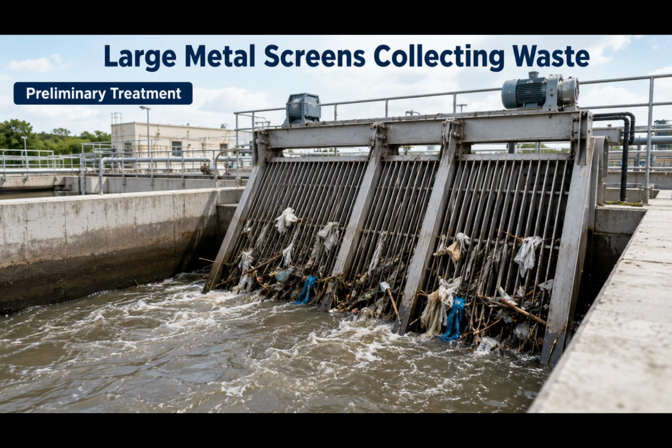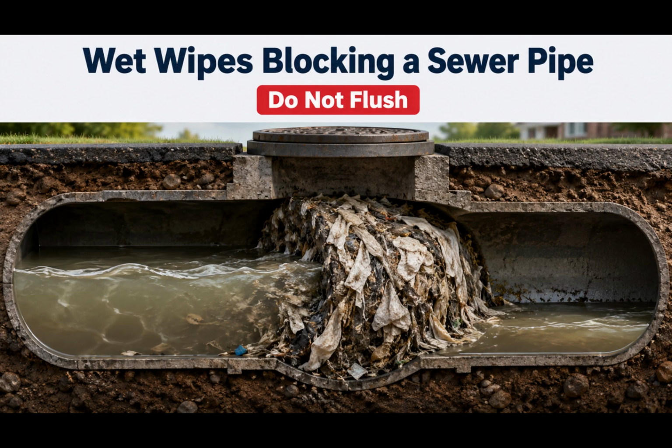When wastewater arrives at the treatment plant, the first stage is called preliminary treatment. During preliminary treatment, wastewater passes through large metal screens. These screens remove objects that should never have entered the sewer, including wet wipes, plastics, pieces of cloth, sanitary products, sticks, and other large debris. Even products labelled as flushable can create serious problems. Many wipes do not break down as quickly as toilet paper and can combine with grease to block sewer pipes, damage pumps, and interfere with treatment equipment.